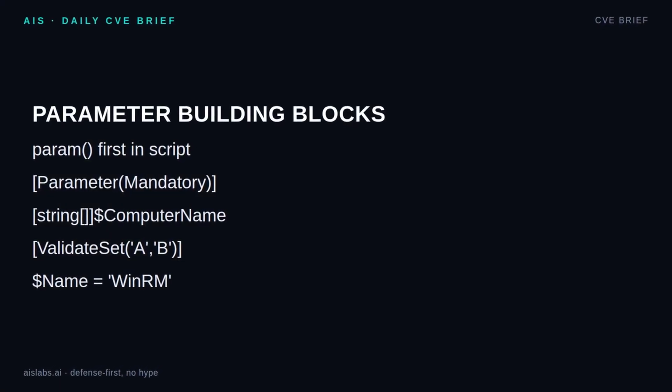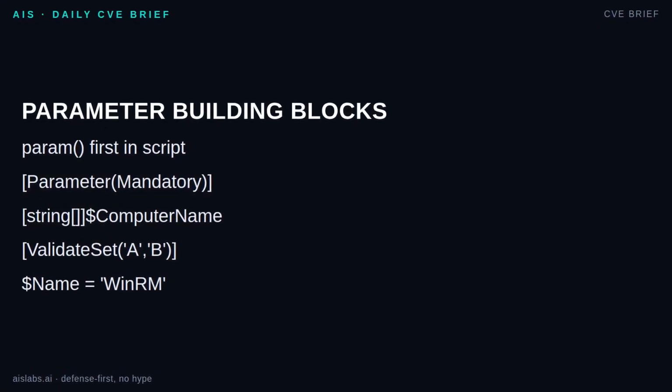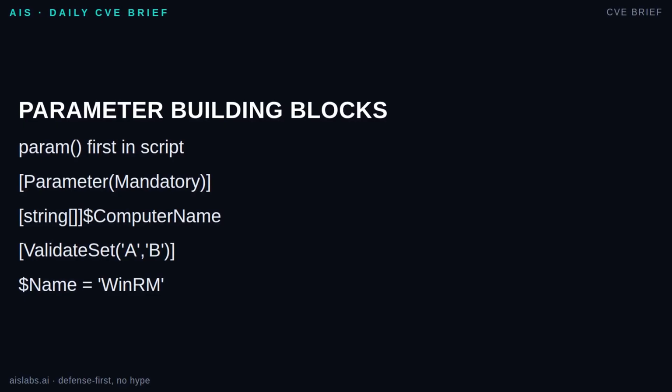Here is the basic pattern. Put param before your main script logic, after comments or a using statement if you have one. Inside it, define one parameter per value you expect from the caller. Parameter Mandatory means PowerShell asks for the value in an interactive console instead of letting an empty variable wander into your logic. [string[]]$ComputerName means one or more strings are allowed.